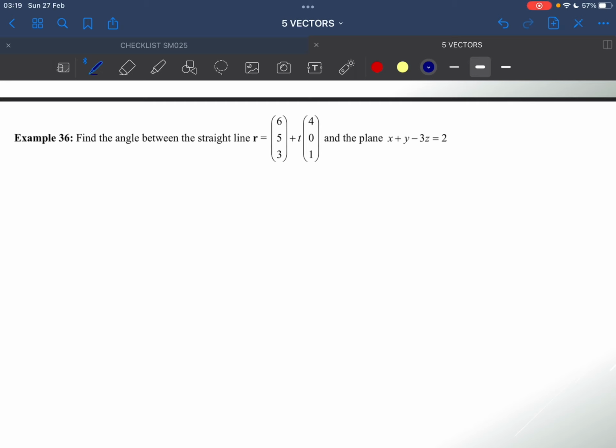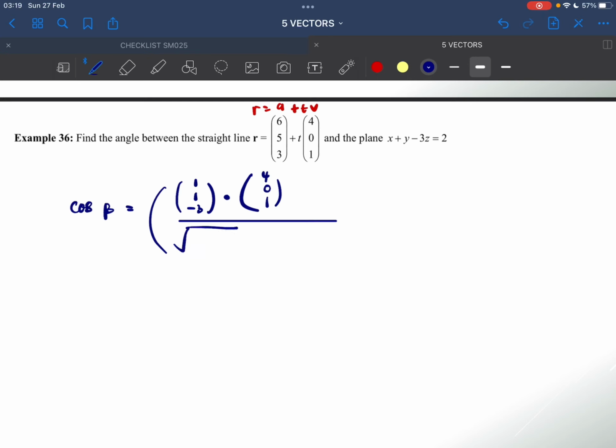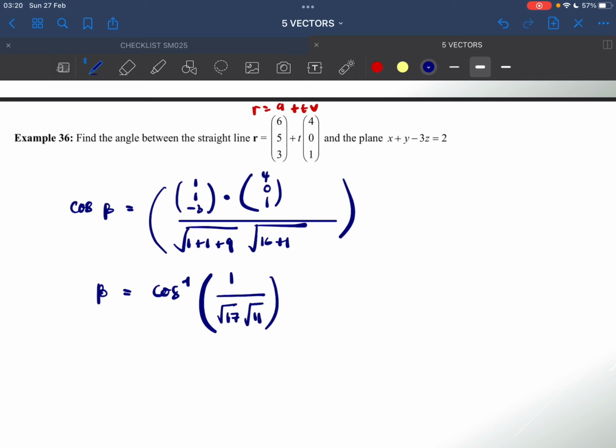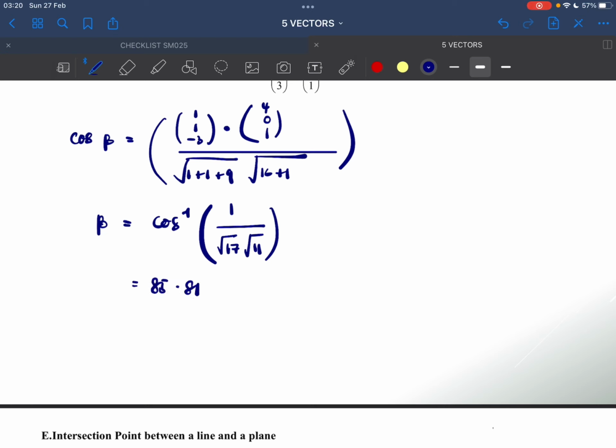Okay, so let's do this one more time. Find the angle between the straight line and the plane. We just use the same method, the same formula, but this one is beta. So cos beta is equal to, your normal of the plane is this one here, 1, 1, negative 3. Your vector of the line is r equals a plus tv, so this is your v, 4, 0, 1. Divided by the magnitude, we have 1 plus 1 plus 9, and here we have 16 plus 1. To find beta here, we have inverse cos of 4 plus 0 minus 3, so we have 1 here, divided by square root 17 square root 11, which gives the answer 85.81.